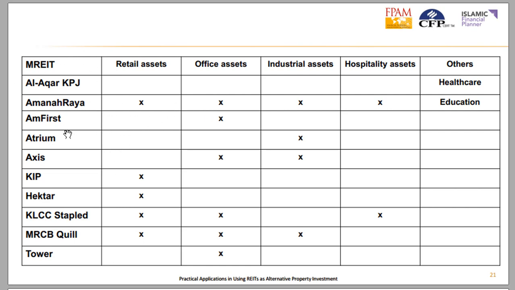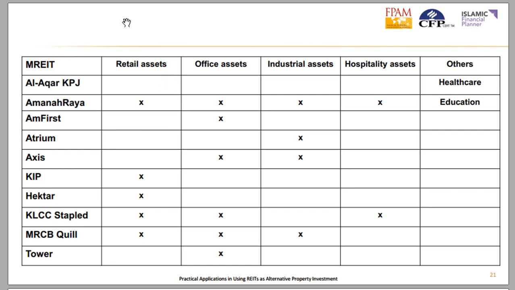You see that Amanah Raya is a hybrid, M-First is a strictly office REIT, Atrium is strictly an industrial REIT, Axis is a mixture of office and industrial, although it's heavy in industrial assets. KIP is a retail asset. So with retail assets, you see that KIP REIT is more of the retail, like your neighborhood markets and shopping malls, as compared to, for example, KLCC, which holds the shopping mall in the city center, in what we call the central business district. These are more of your neighborhood assets when it comes to retail assets.